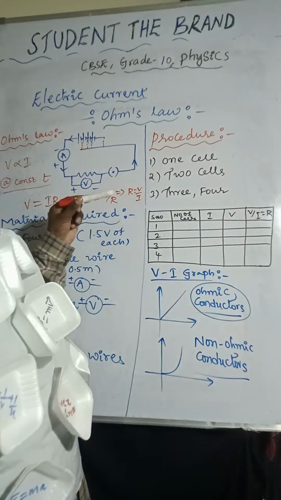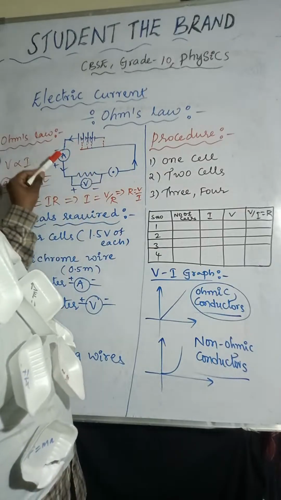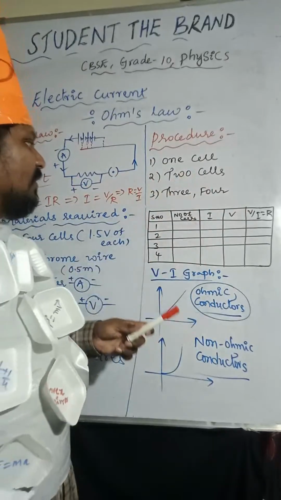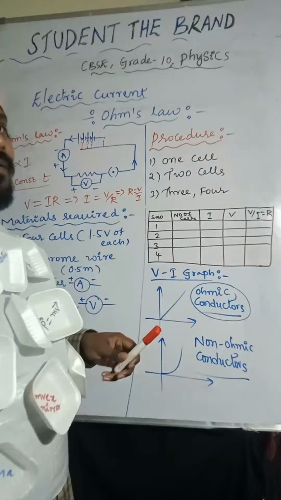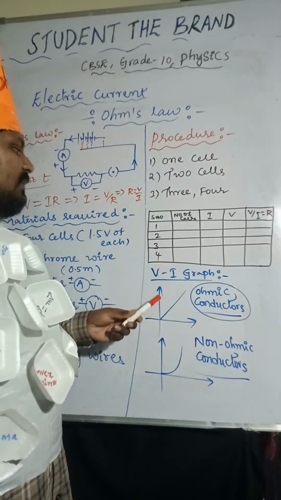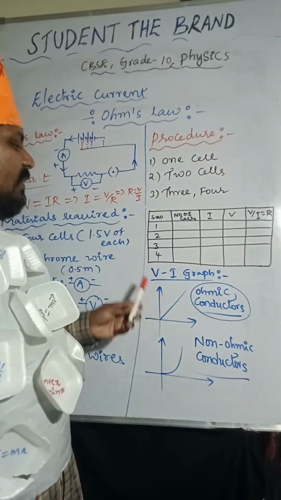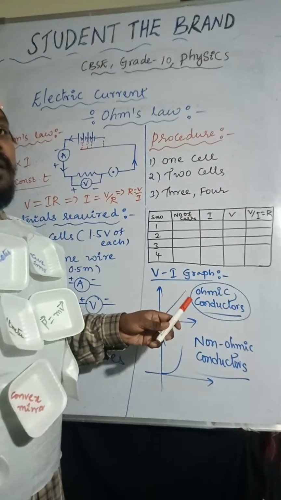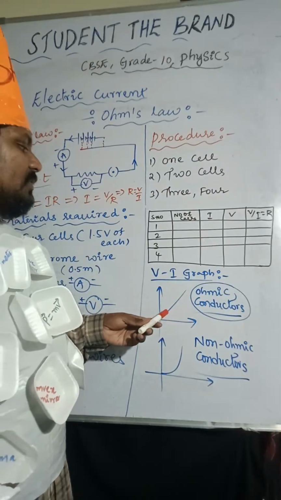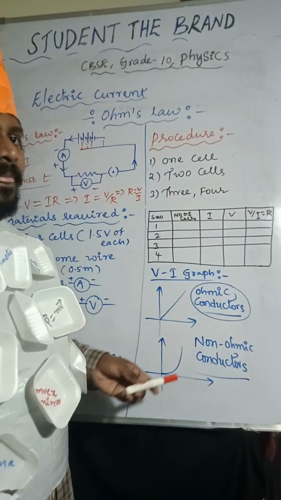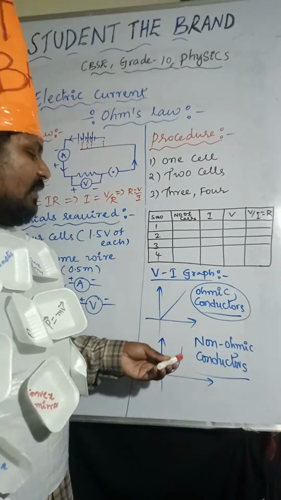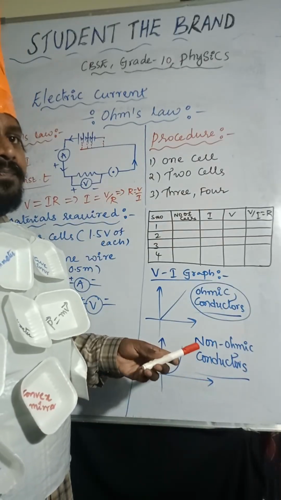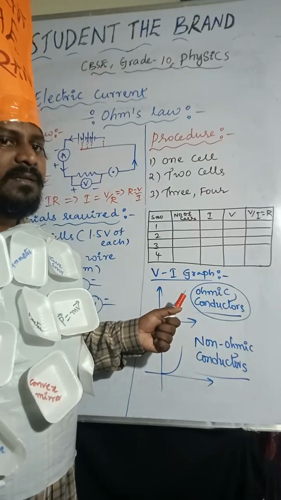Procedure: connect one cell and note down the reading of ammeter and voltmeter. Connect 2 cells and note down the readings. Repeat the process for 3 and 4 and mention them in the tabular form. Next, draw the VI graph. The graph is a straight line for ohmic conductors, the conductors which obey Ohm's law. The graph is curved for non-ohmic conductors. Okay, so you can check once here. That's enough. I hope it is very clear.